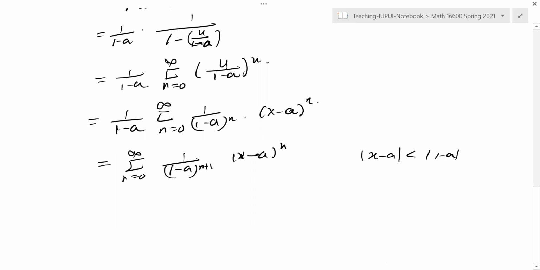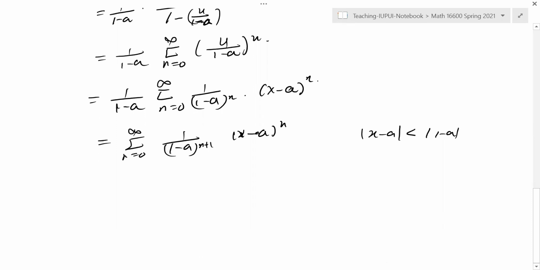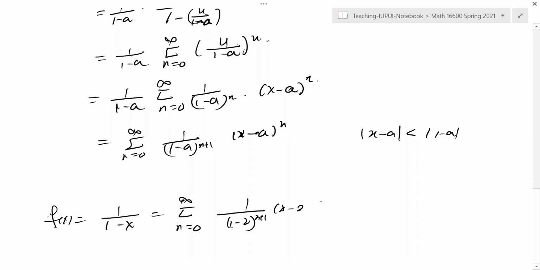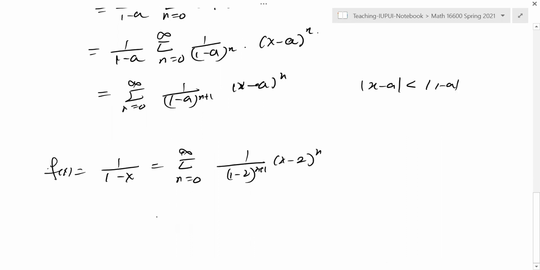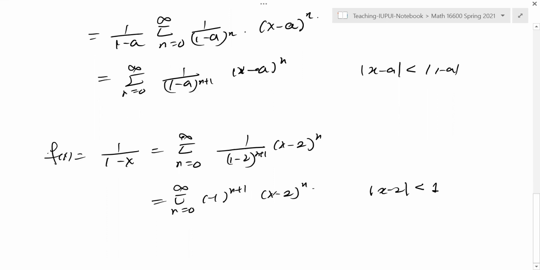Yeah, this is a good example. So a can be any number. For example, if a is 2, then f of x, 1 over 1 minus x, is going to be the sum of 1 minus 2 to the n plus 1 times x minus 2 to the nth power. So 1 minus 2 is negative 1, so it can also be written as such, and this holds when the absolute value of x minus 2 is less than the absolute value of 1 minus 2, which is 1.